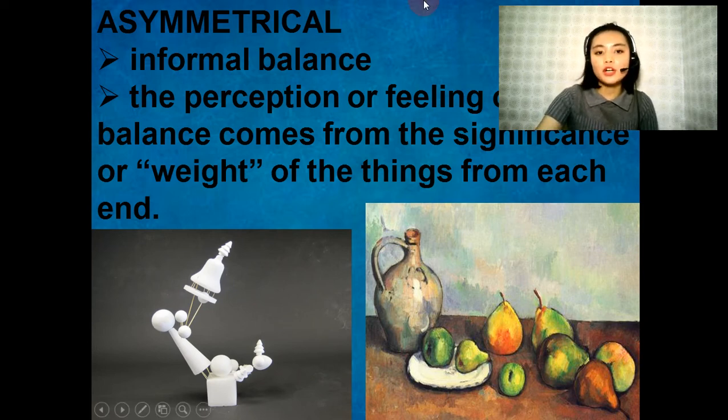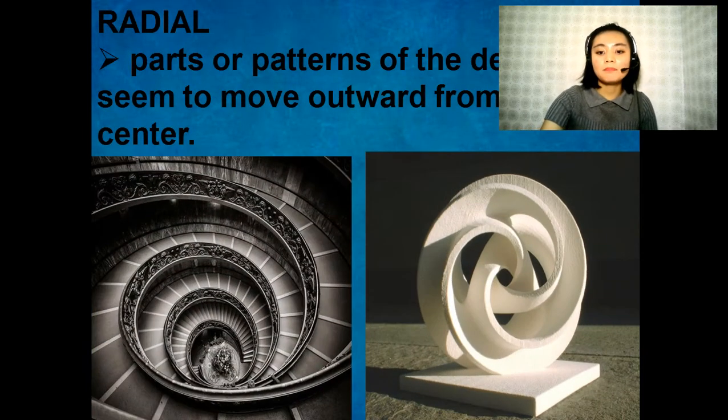Pero dahil nga informal balance siya, kadalasan na nakikita natin, formal yung nakikita natin which is symmetrical. Pero most of the abstract sculptures, abstract paintings, yung madalas natin nakikita ay asymmetrical. Pero sometimes, depende sa inyo kung ano yung gagawin ninyong kind of balance. And lastly, we have radial balance, paikot. Okay? So, paikot yung pag-balance niya.